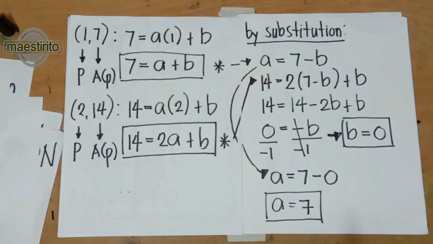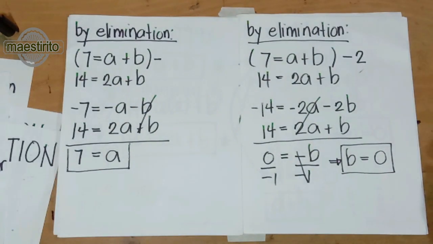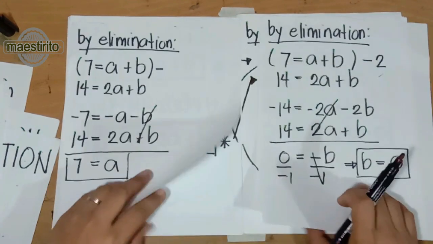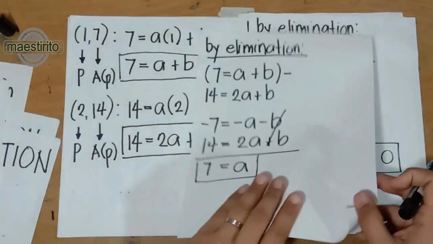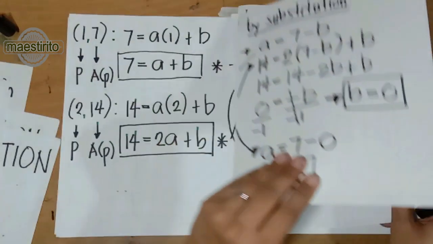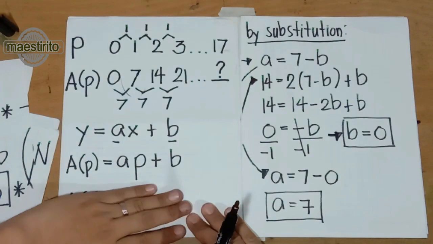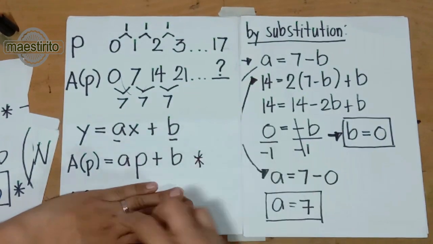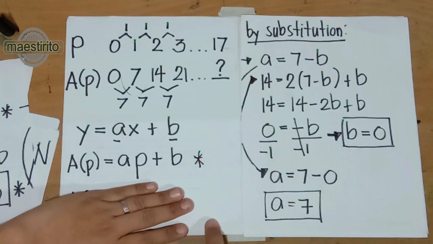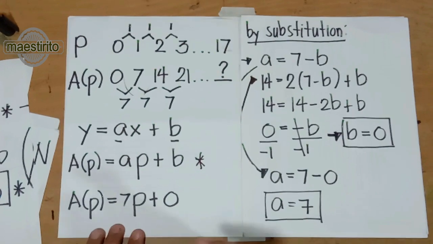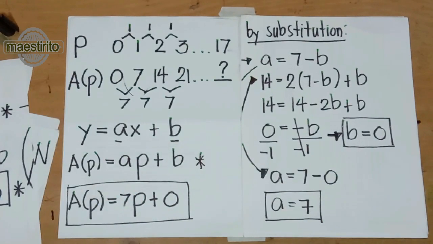I hope you're getting it. Now, we already have the values for a and b. Let us now proceed to this one. There you go. So this is the model for this, and we already have found the a, which is 7, and b, which is 0. Finally, we now have this model for this problem, the jeepney ride.